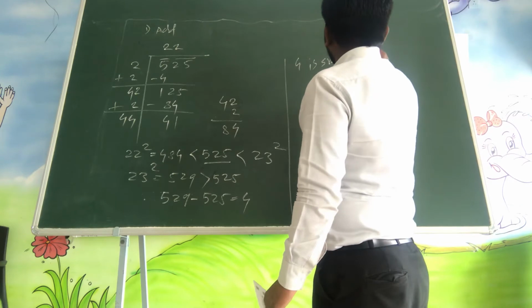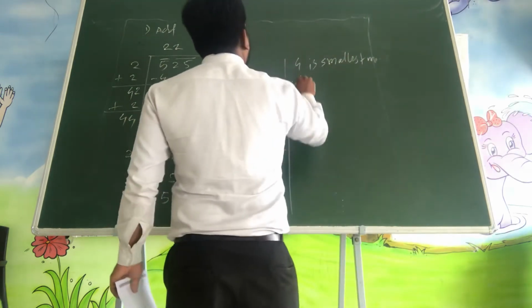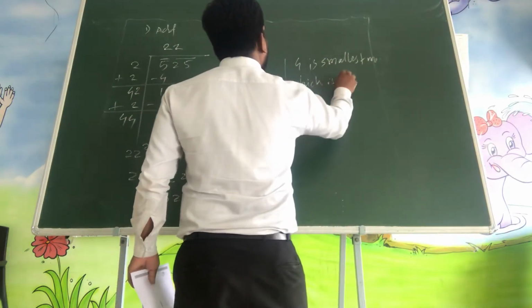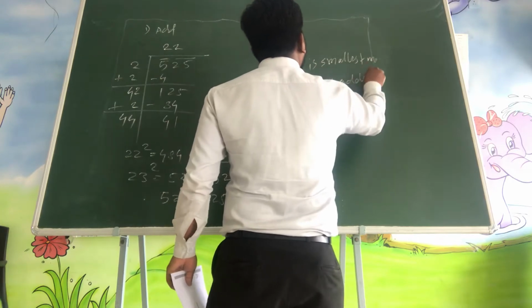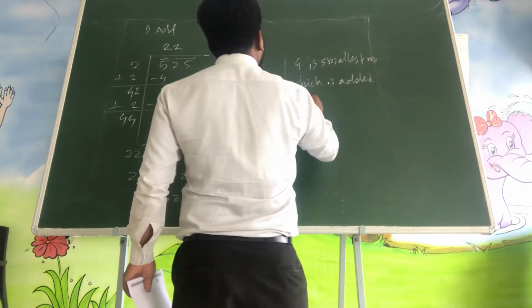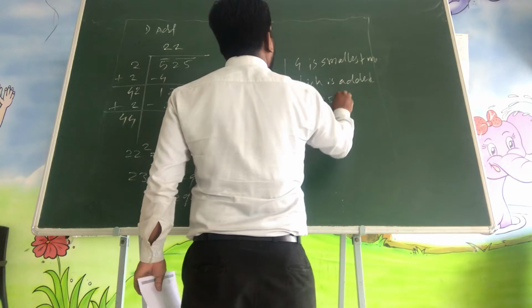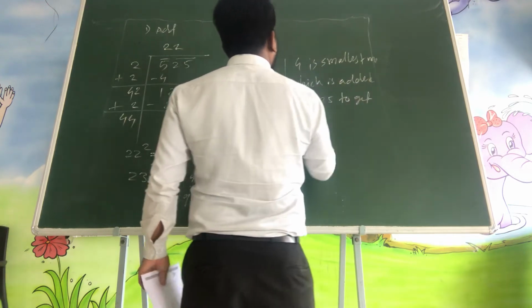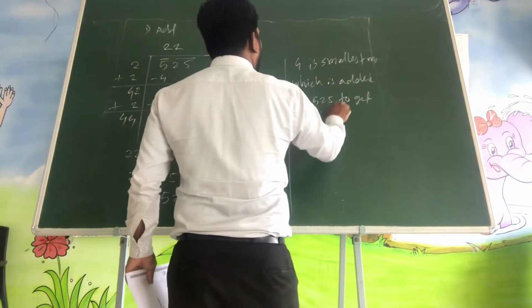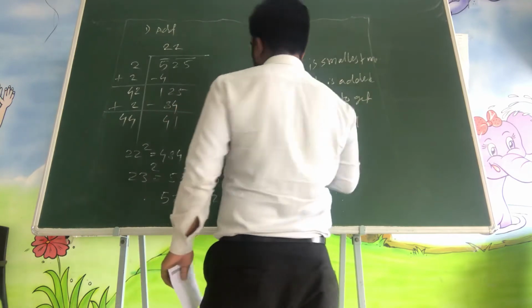So we can say that 4 is the smallest number which is added in 525 to get a perfect square.